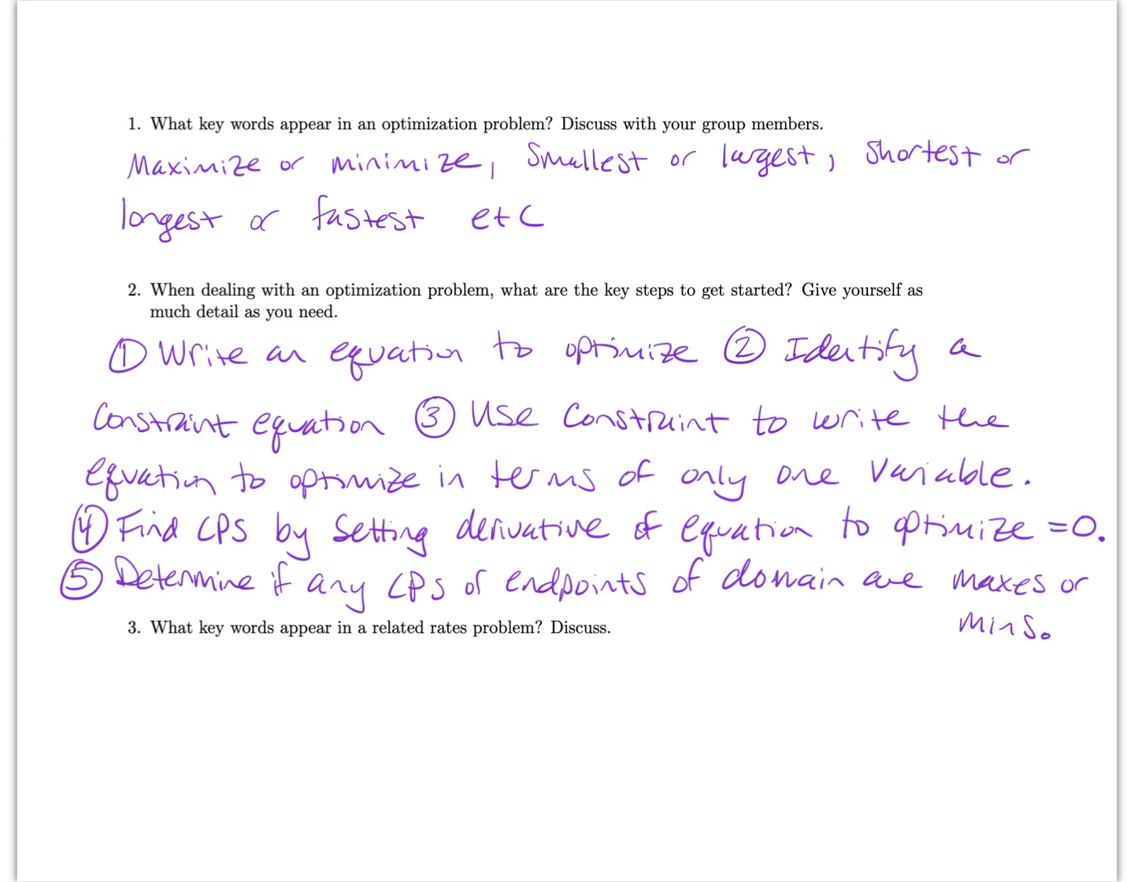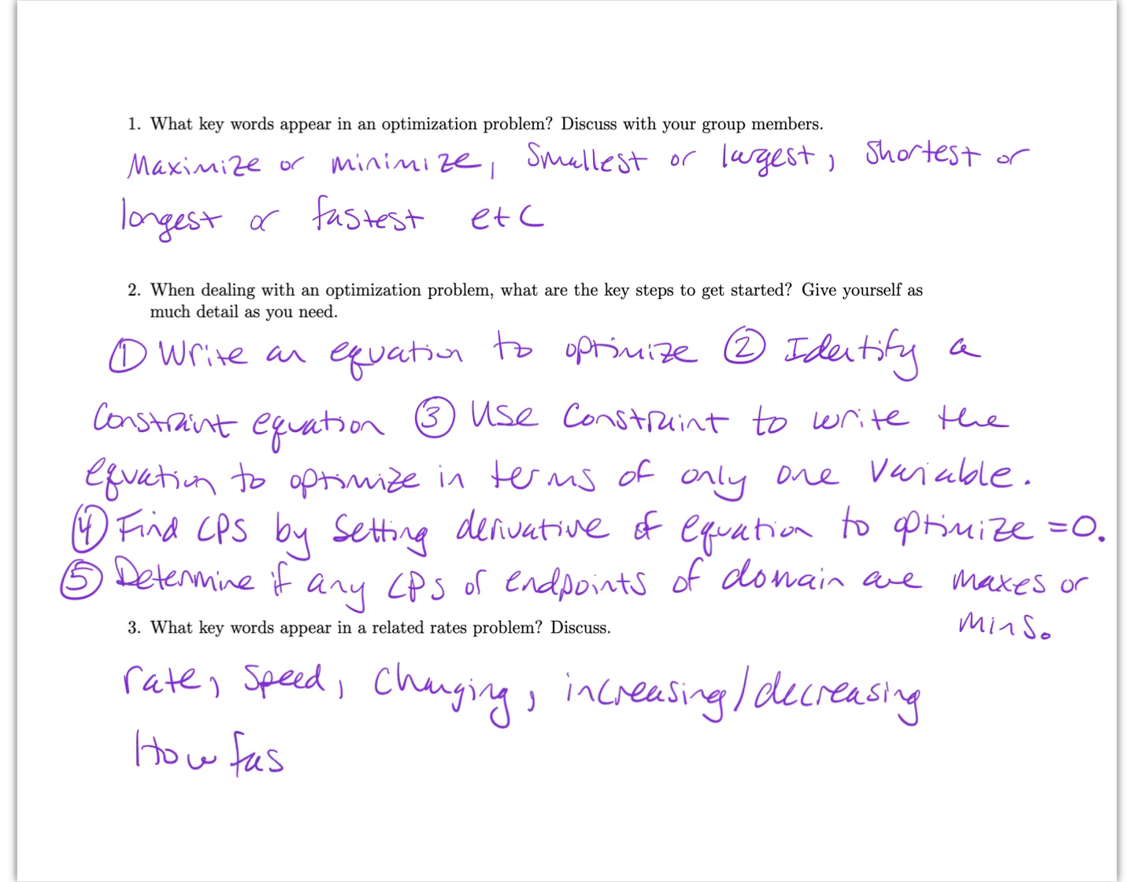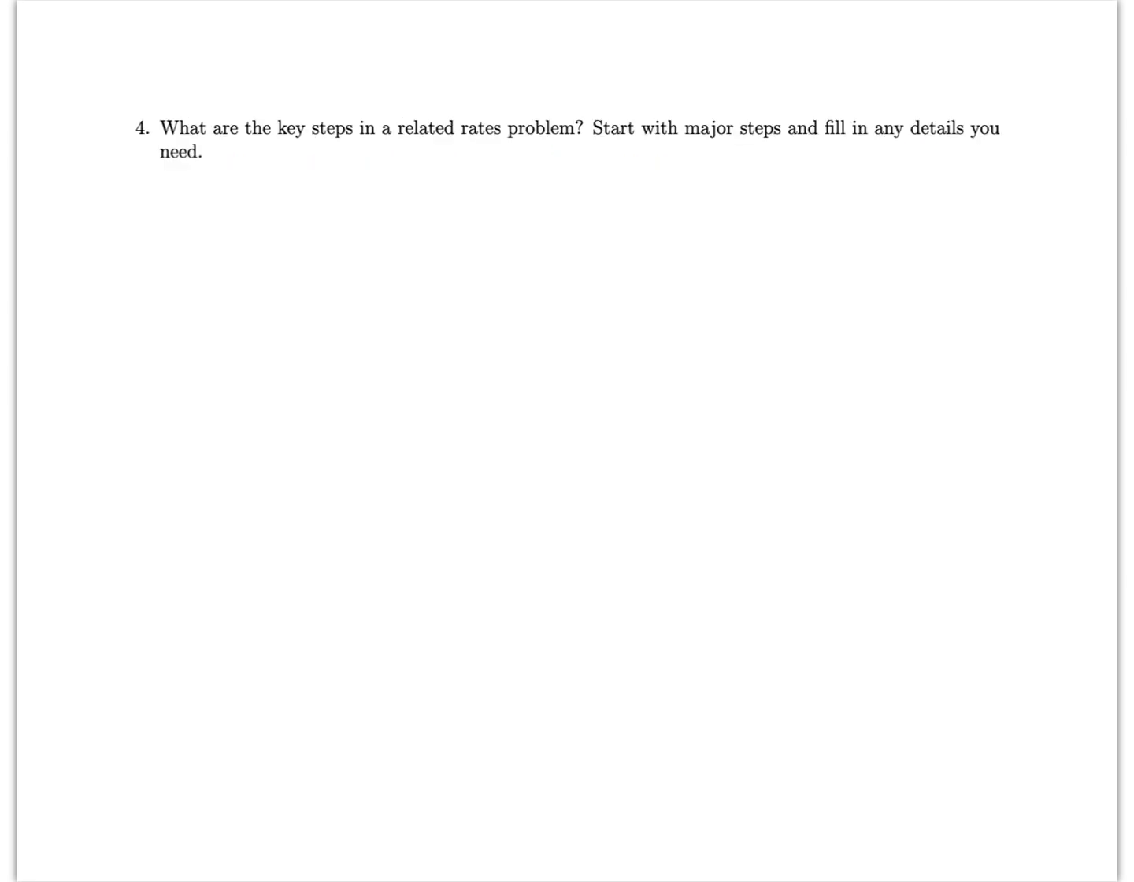Number three, what are keywords that appear in a related rates problem? So we typically see the word rate somewhere, or speed, or changing, increasing or decreasing, because those are just specific ways of changing. And they might ask about how fast something is happening. What are the key steps in a related rates problem?